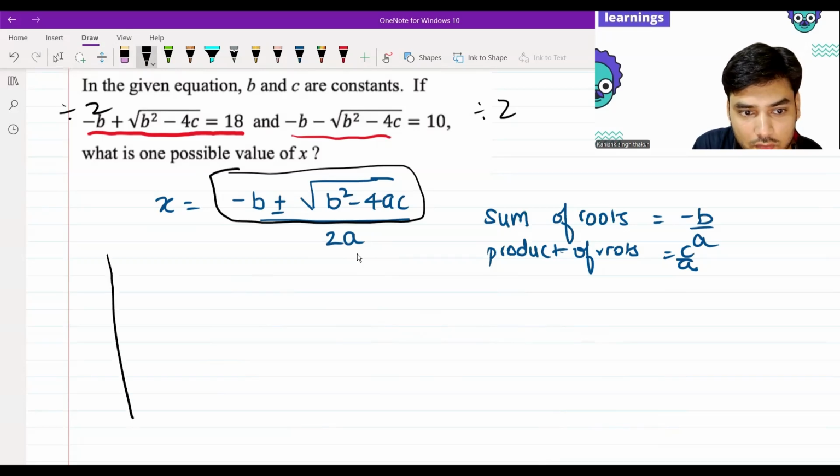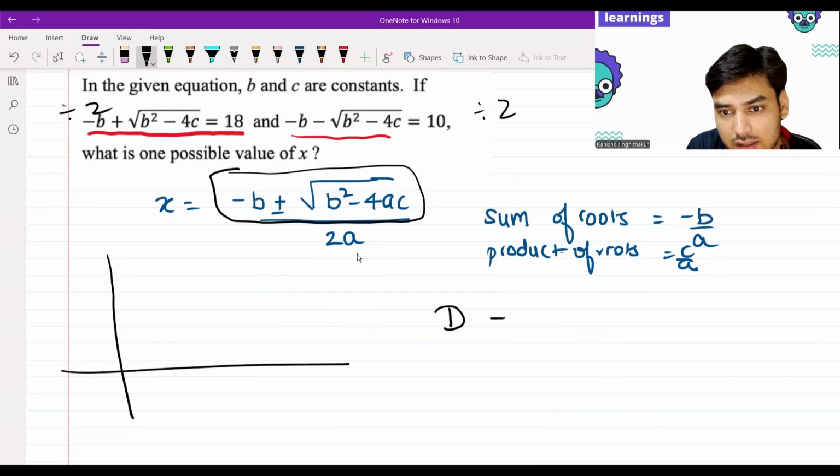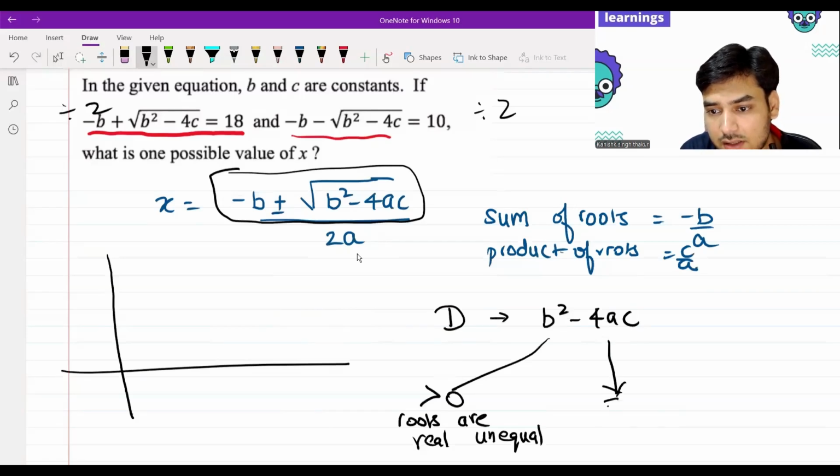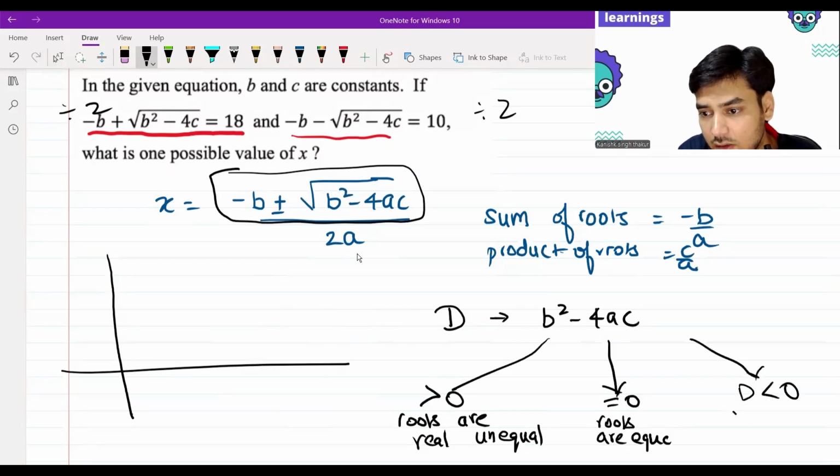If I draw a graph of a quadratic equation, something we call D, which we call the discriminant, is equal to b square minus 4ac. Now if this term is greater than 0, then your roots are real as well as unequal, right? If this term is equal to 0, then your roots are real as well as equal. And if D is lesser than 0, then your roots are imaginary, your roots will not be there.